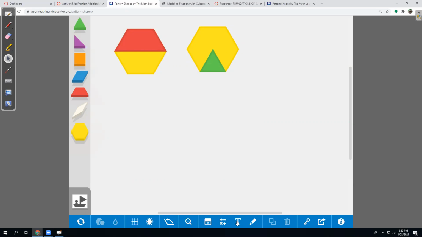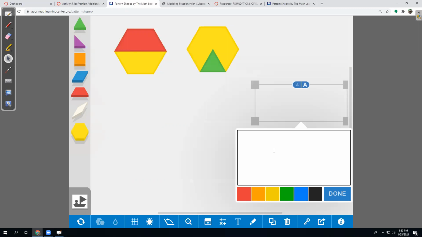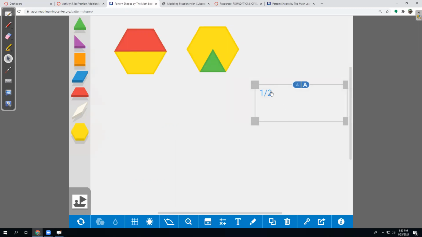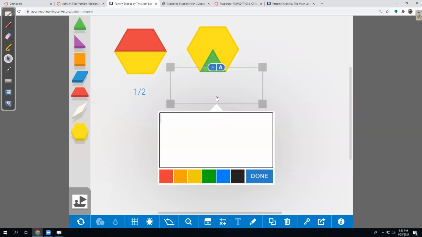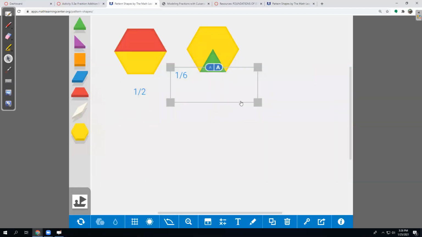And let's see, I can even put text in here. Let's try it. 1/2. There we go, cute. Let's label this one for fun. 1/6. Now, problem is, again, these pieces are totally different sizes, so I got to redraw them.